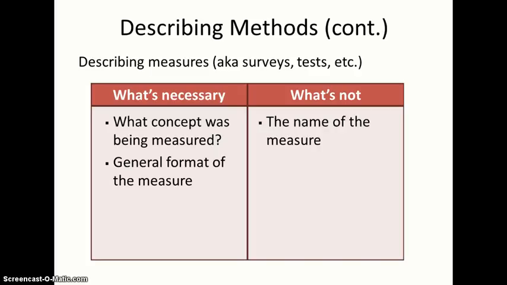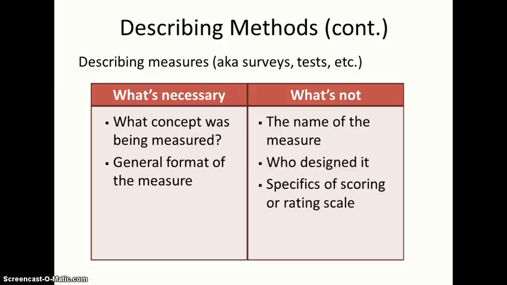What I do not need to know is the name of the measure. So, sometimes it'll just have a title like the Beck Depression Inventory. Don't need to know that. Don't need to know who designed it. I don't need the details of a rating scale. So if people rank their answers on a scale of 1 to 5, you don't have to tell me what 1 and 5 were. It's just not important here. And I don't need information about reliability and validity.